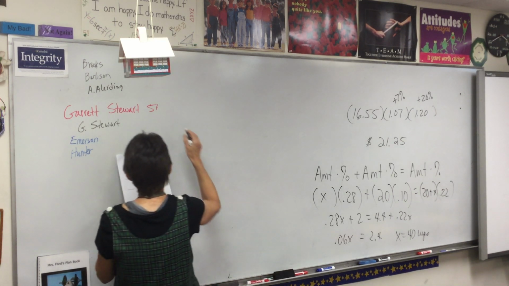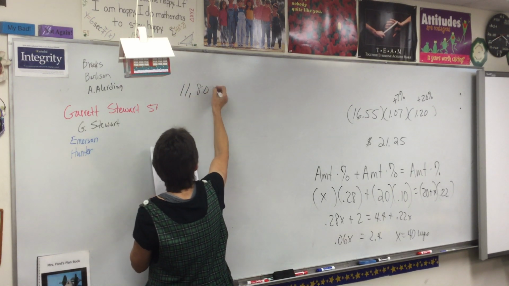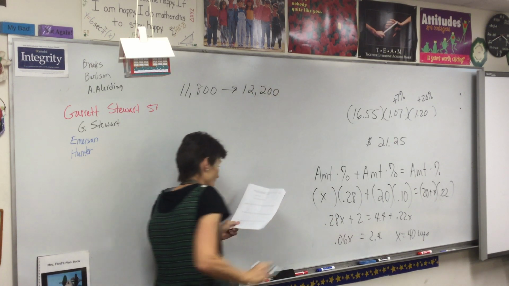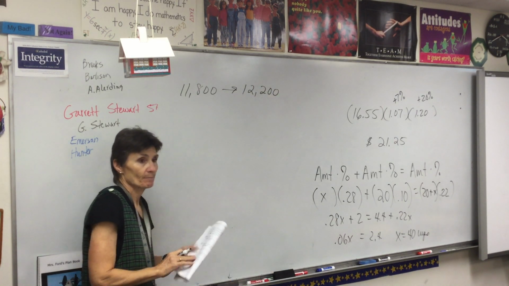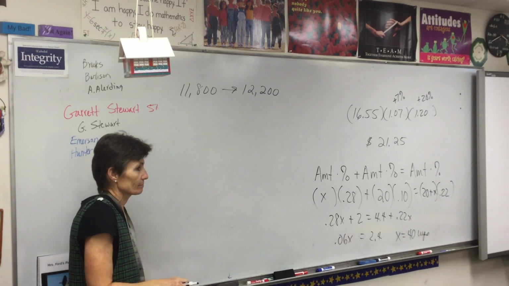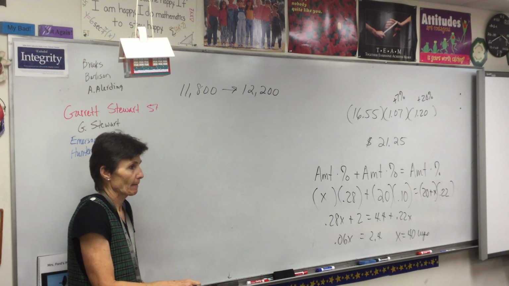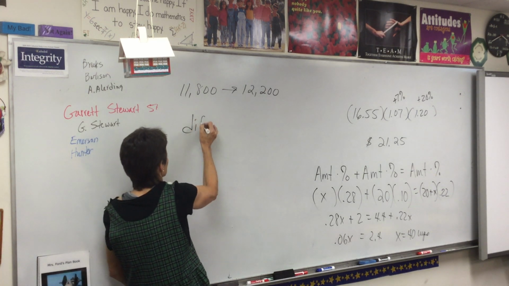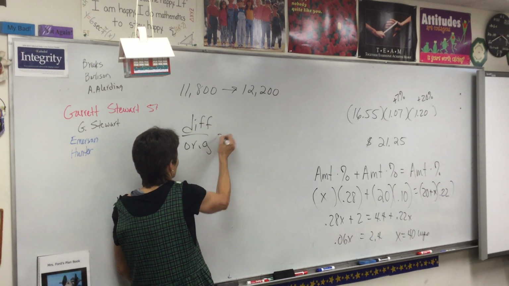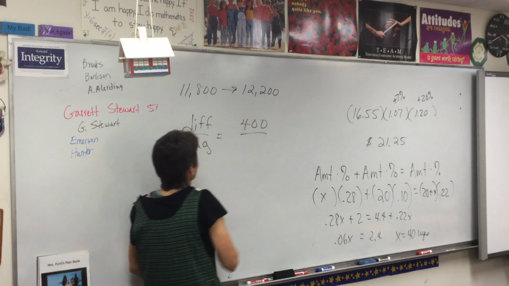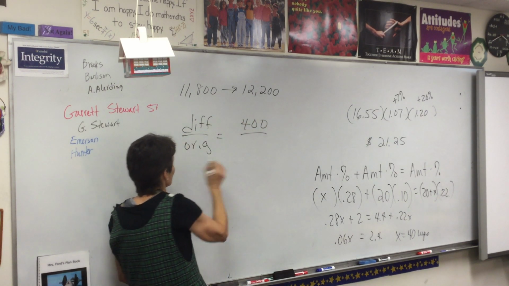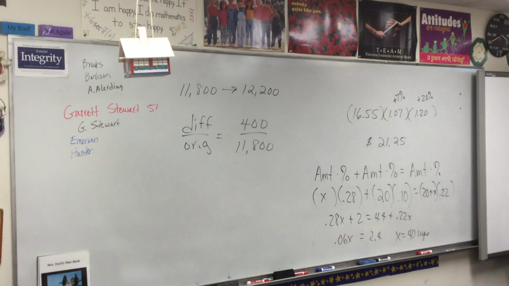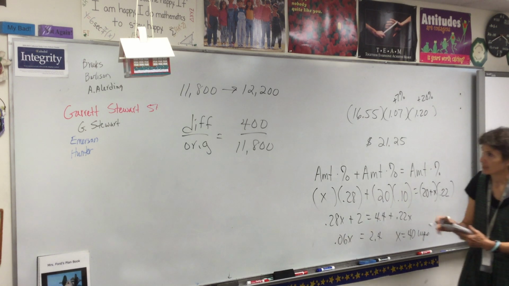All right, last year tuition in a local school was 11.8. This year it's 12.2. Find the percent of increase. Easy. How do we find the percent of increase? Find the difference. What's the difference in them? 400. And divide it by the original, which is 11.8. Type it in, make it a percentage, and that is your answer.